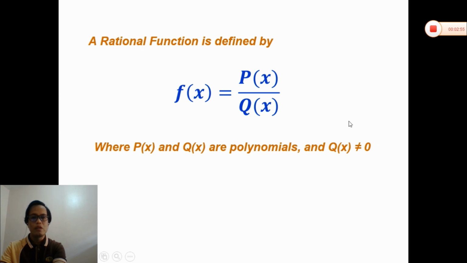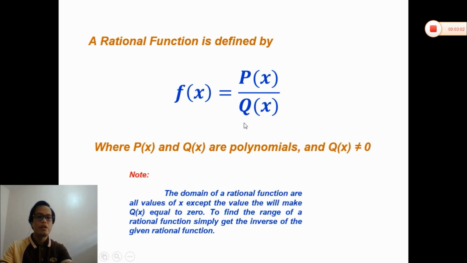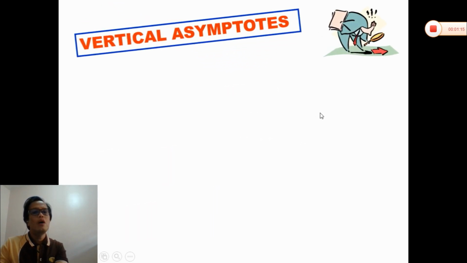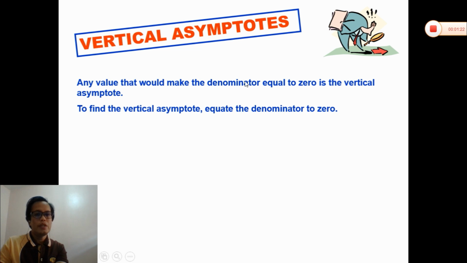Why? Because this will make the whole function undefined. So take note that the domain of a rational function are all values of x, except the value that will make q of x equal to 0. And to find the range of a rational function, we simply get the inverse of the given rational function. So to start, how do we find the vertical asymptote? Any value that would make the denominator equal to 0 is the vertical asymptote.